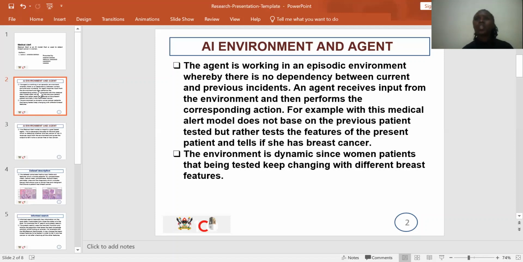And then the environment is dynamic, since women patients have different means. For example, different diameter means, different distances from the midpoints, which I mean nipples. So meaning the environment will keep on changing with different features of different breasts from different women.